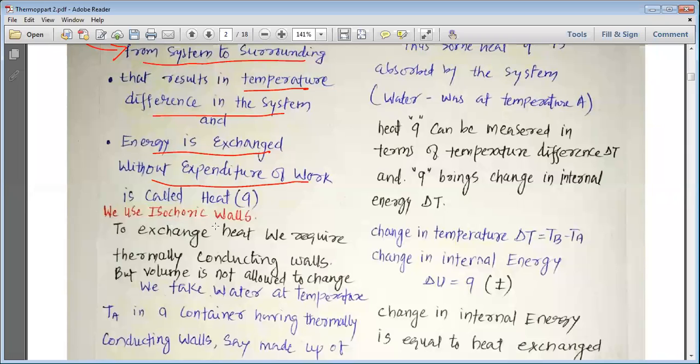We use isochoric walls. What is isochoric wall? Can you hear me, my dear students? Yes, sir. Tell me, what is isochoric wall?